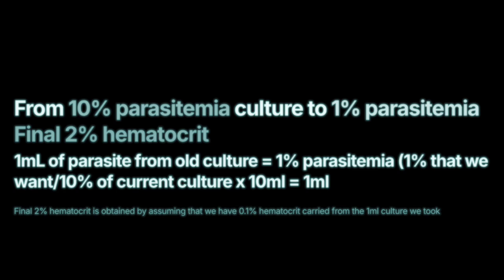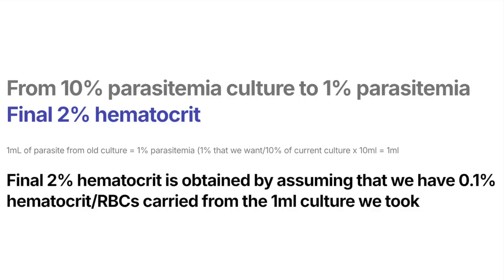Now that the parasitemia is out of the way, we're going to focus on the hematocrit that we want. And we say that we want a final hematocrit of 2%. Let's adjust for the percentage that's going to come from the existing culture. We say we're taking 1 milliliter of the existing culture for the parasitemia.